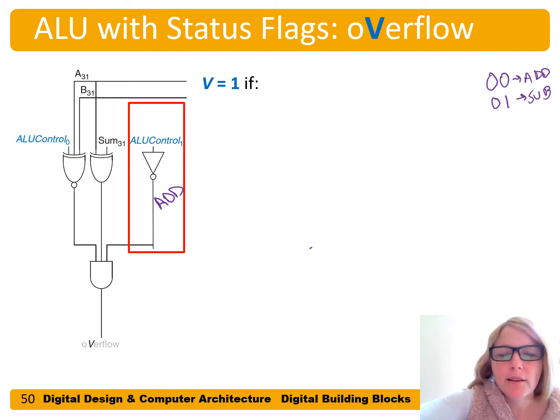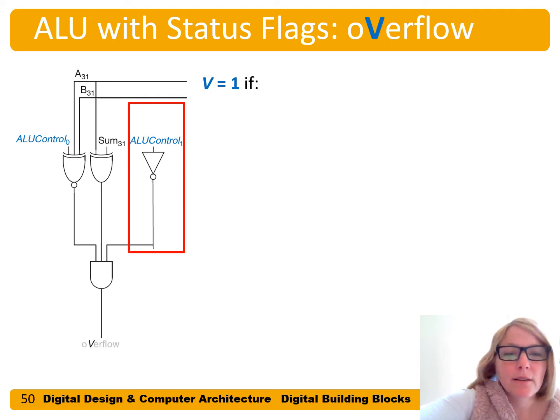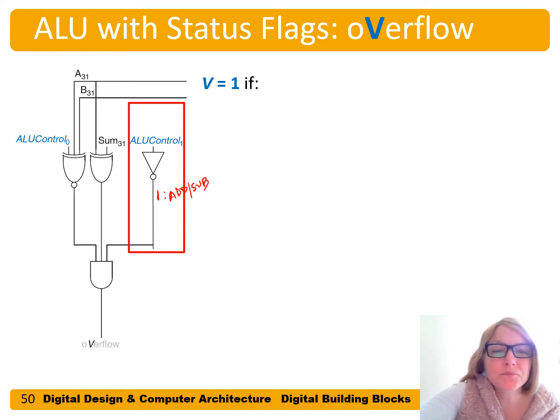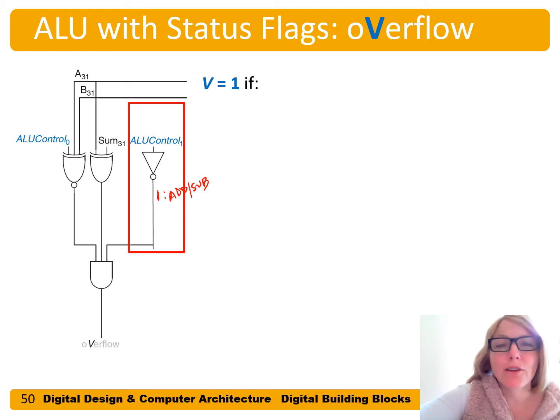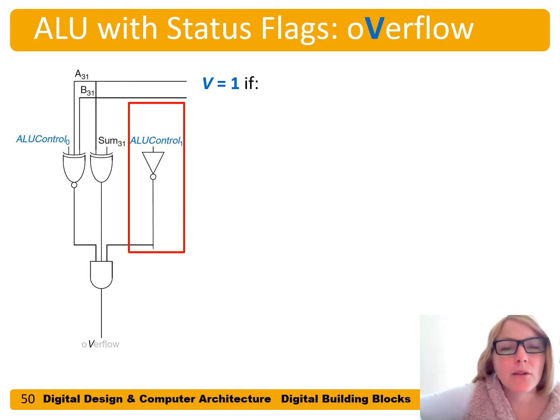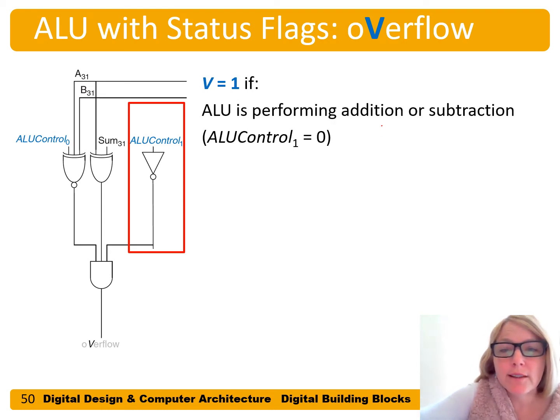So this bit, this most significant bit of ALU control is 0. So we say, hey, was that ALU control bit 1, 0? So we invert it and say, yep. If that's a 1, then we know, hey, we're doing an addition or a subtraction. So we need to detect for overflow. We're not going to detect for overflow if the ALU is performing an AND operation. Okay, so first of all, is it performing addition or subtraction?